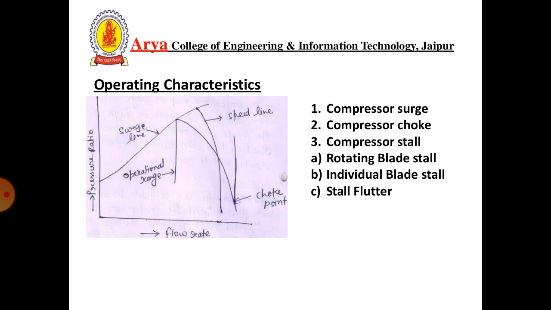Now the operating characteristics that include the compressor surge, compressor choke, compressor stall, rotating blade stall, individual blade stall, and stall flutter.